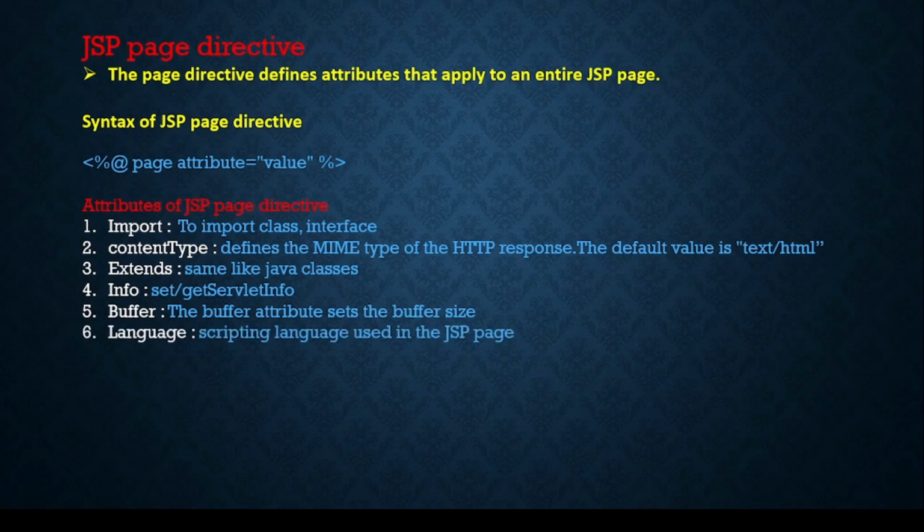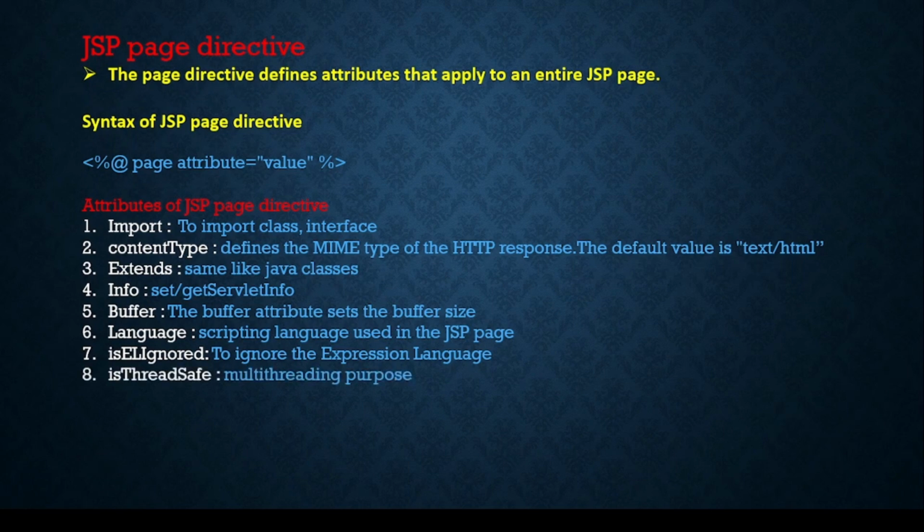And the sixth one is language, the scripting language used in the JSP page. By default the scripting language is Java. So whatever language we want, we can provide as part of the language attribute. The seventh one is isELIgnored. This attribute is used to ignore the expression language. That we are going to see.